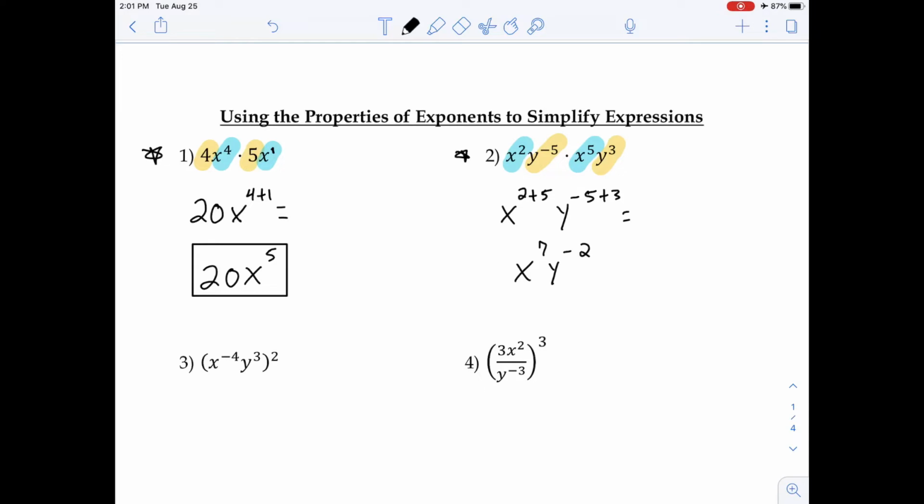So now we are dealing with still a negative exponent. So this is the point where we can use the negative exponent rule and go ahead and flip that. So then the x to the 7th is going to stay where it is, which is in the numerator, and then the y squared flips to the denominator. So this is our simplified answer.